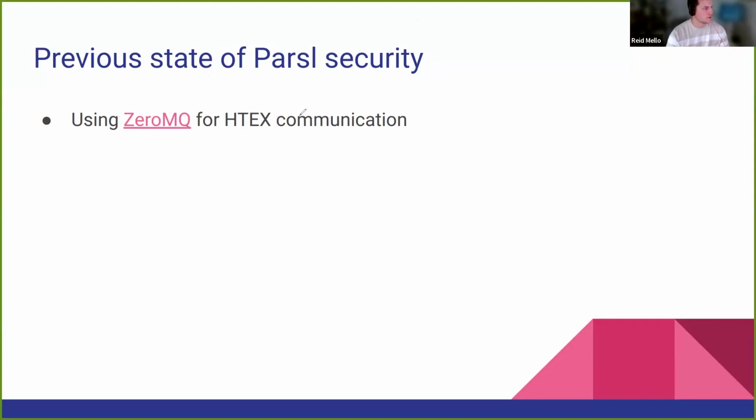So we use ZeroMQ for HTEX communication. That's generally a high performance asynchronous messaging library. So I won't go into all the details about why we use ZeroMQ or what else it brings. We also don't even fully utilize all of the routing capabilities that come with ZeroMQ, but it generally gives us some scalability benefits related to message queuing, having multiple connections to a single socket, some retry logic, etc.